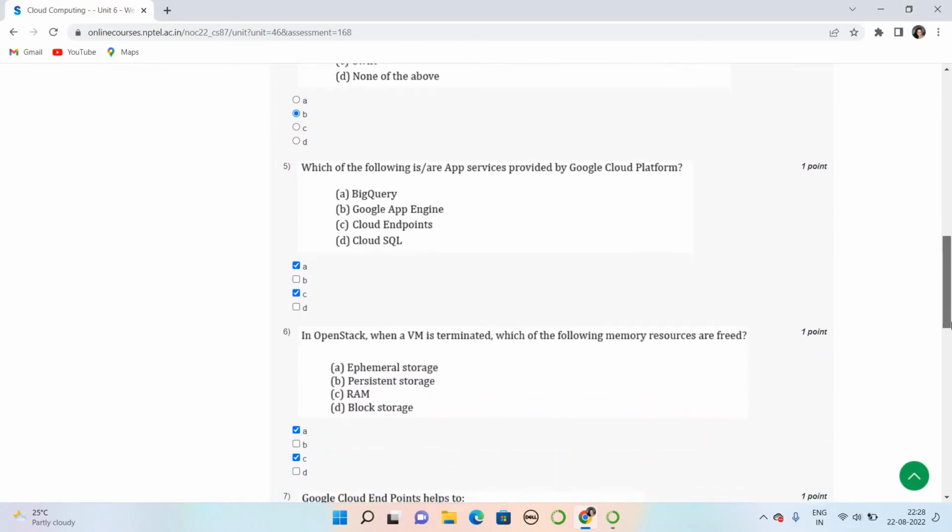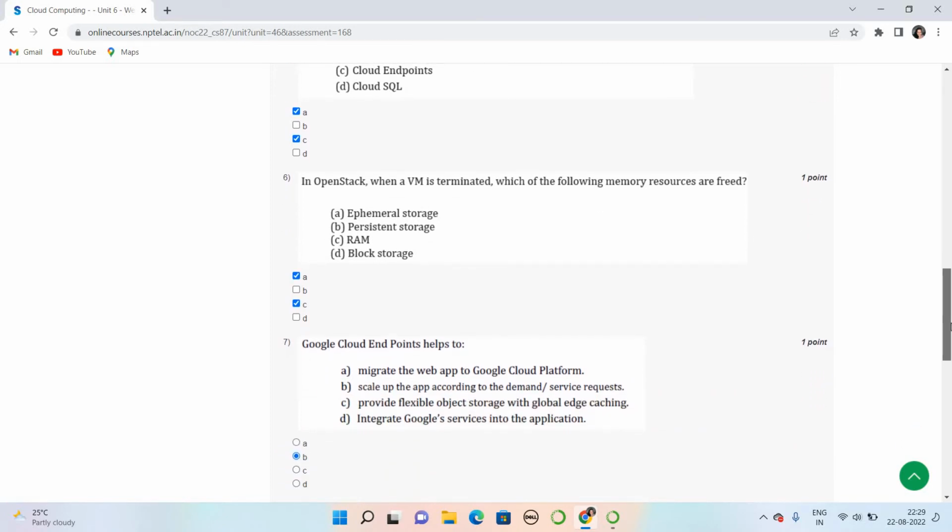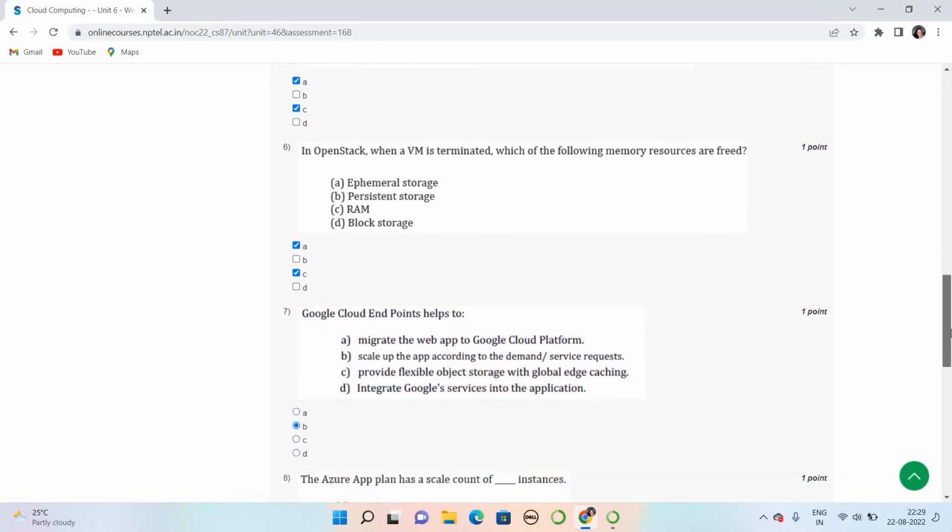Okay, now coming to question number 5. Which of the following app services are provided by Google platform? BigQuery is one of the answers, and Cloud Endpoints is one of the answers. So A, C are the correct answers for question 5. Now coming to question number 6. In OpenStack, when a VM is terminated, which of the following memory resources are freed? A and C are the answers: for A, ephemeral storage, and for C, RAM. These two are the correct answers.